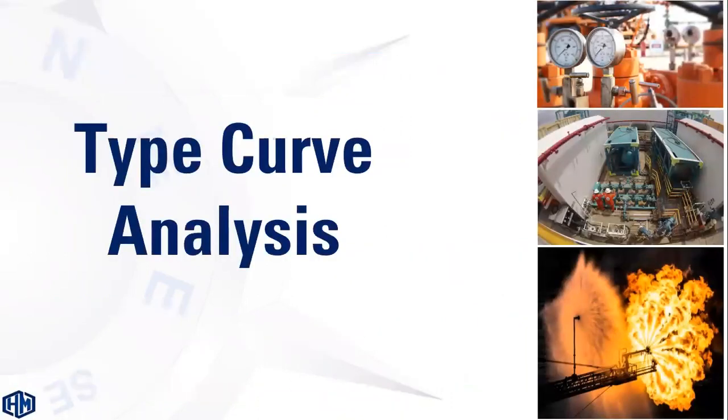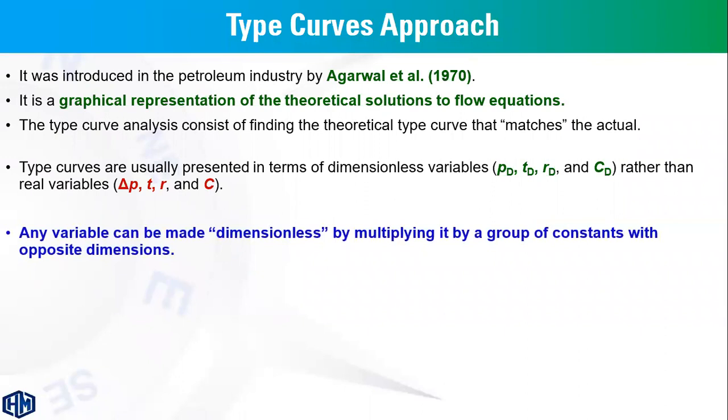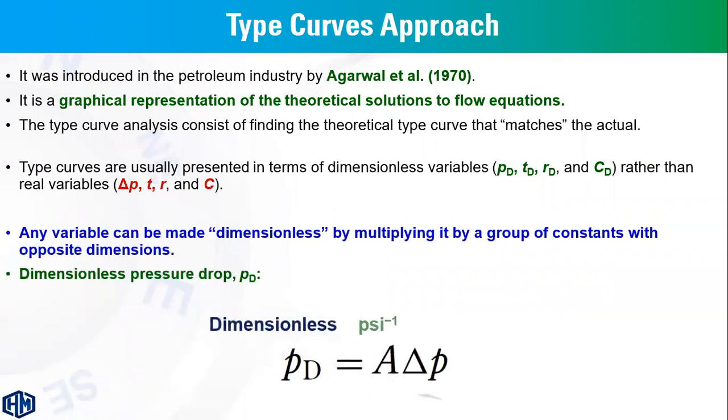Right now, we'll highlight the type curve analysis. What do we mean by type curves? A type curve in well testing is a graphical representation of the solutions of the flow equations. Typically, type curves are represented in dimensionless variables like dimensionless pressure, dimensionless time, and dimensionless radius. Simply, as mentioned before, you can introduce any variable to be dimensionless by just rearrangement.